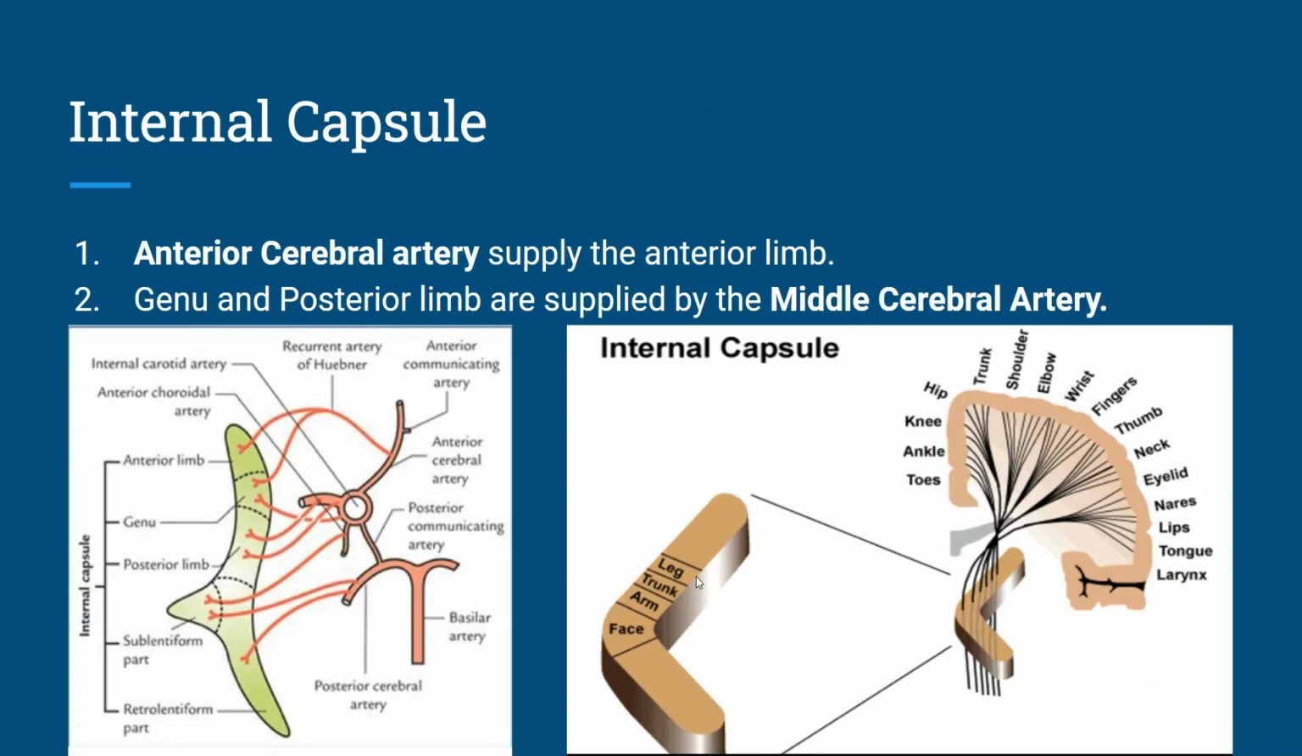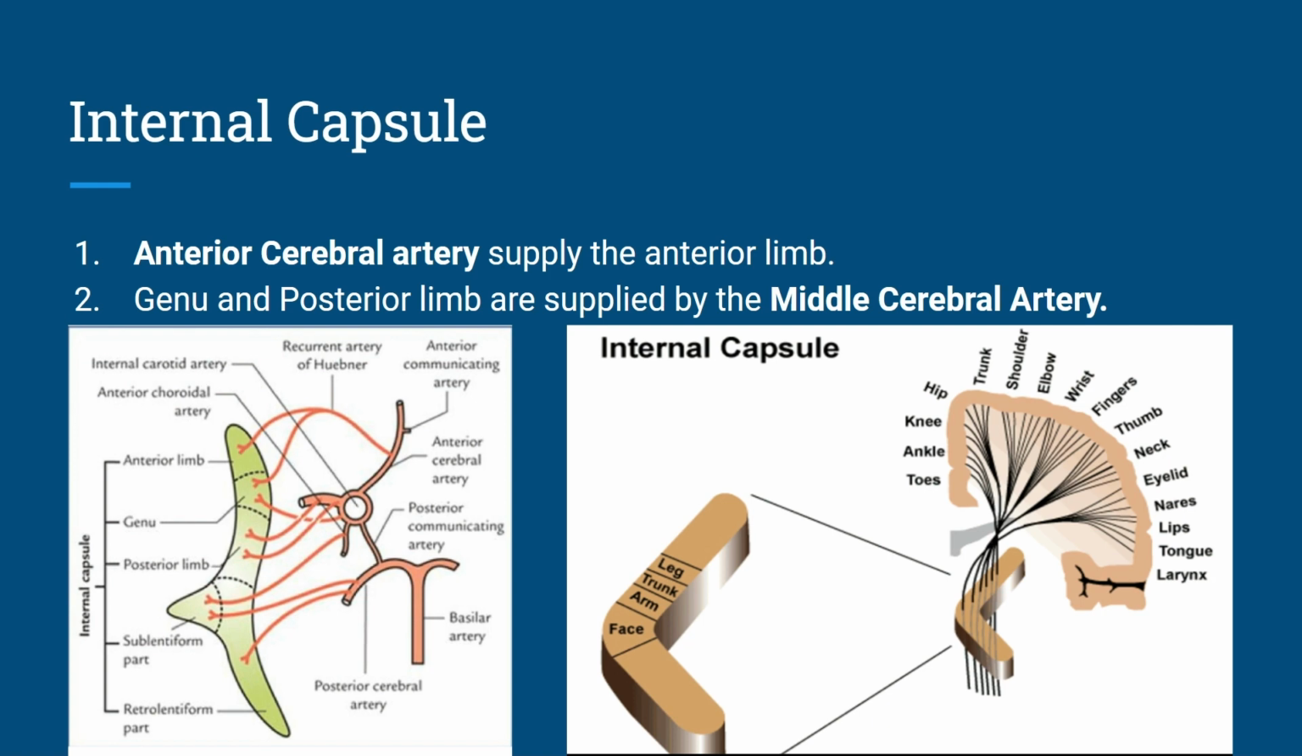So the internal capsule is supplied by two major arteries. One is the anterior cerebral artery, which will supply the anterior limb, and the genu and the posterior limb are supplied by the middle cerebral artery. So once again, let's look at the diagram right here. The anterior cerebral artery is supplying the anterior limb, the genu, and the posterior limb is being supplied by the posterior cerebral arteries. Now you see here that most of these parts, or the sensory one, are not supplied here by the anterior cerebral artery, but mostly by the middle cerebral arteries.